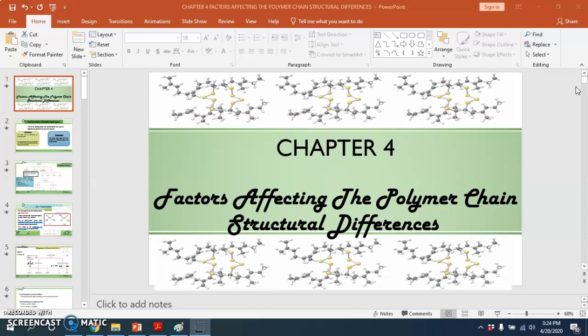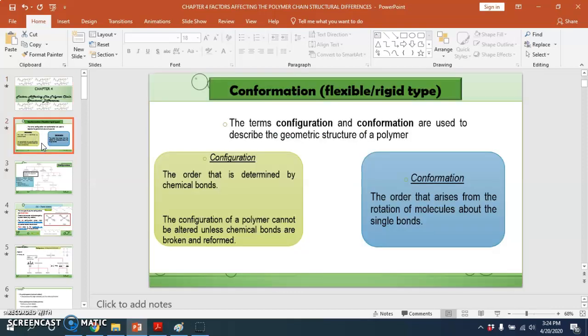For today's lecture, we proceed with chapter 4, which is factors affecting the polymer chain structural differences. So we are going to cover the factors that will affect the polymer chain that compose of structural differences. But before that, let's see about the conformation. Conformation is the flexible or rigid type. So we use the terms configuration and conformation to describe the geometrical structure of a polymer.